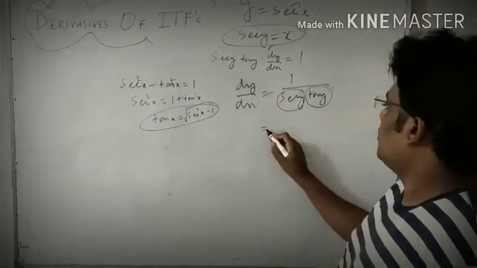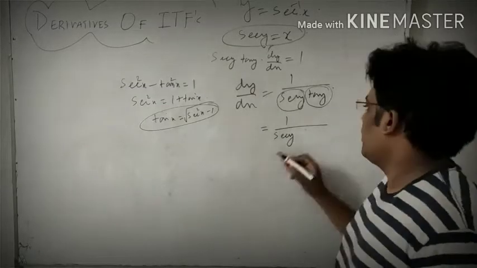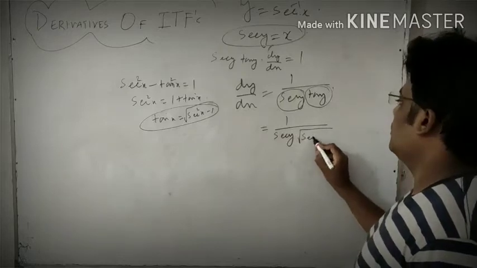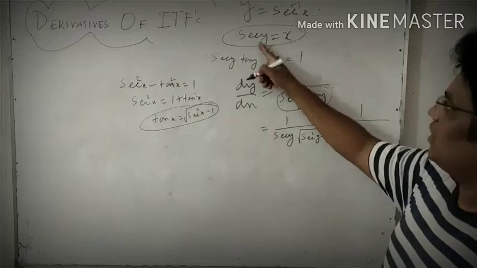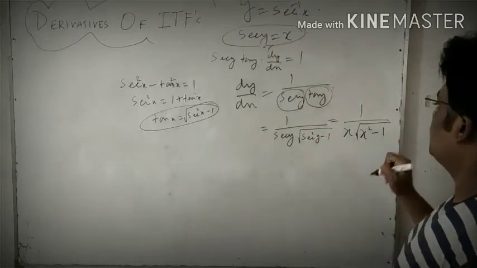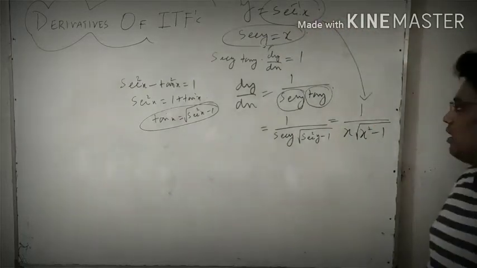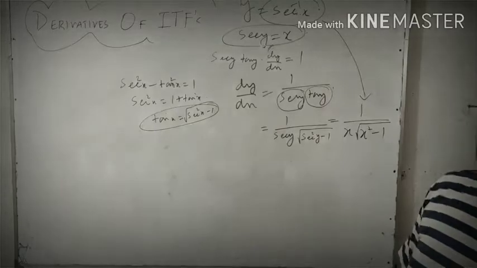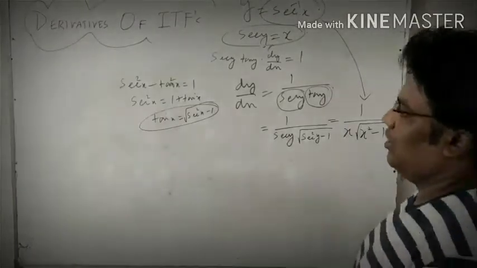Substitute this in 1 by secant y. What is tan y? Root of secant square y minus 1. That equals 1 by what is secant y? x. What is this? x square minus 1. Differentiation of secant inverse x is 1 by x into root of x square minus 1. That's it. Very, very, very simple.